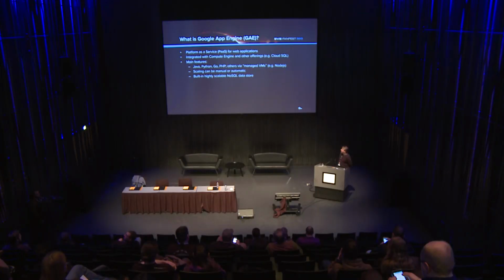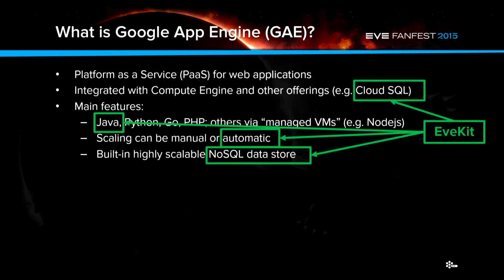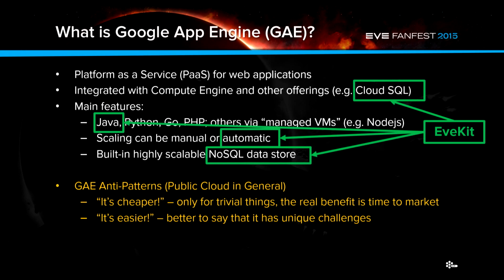Now, a little bit of full disclosure here. I was working at Google when I started working on this, which is also kind of why I chose Google App Engine, but I'm not trying to be a shill for Google. You can do the exact same thing I'm describing here on Amazon with Elastic Beanstalk, and there's other offerings, Heroku and things like that. I also want to provide a little bit of a cautionary tale here. So that's just showing what EveKit does in terms of using App Engine.